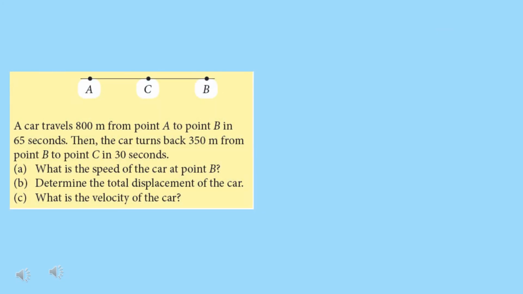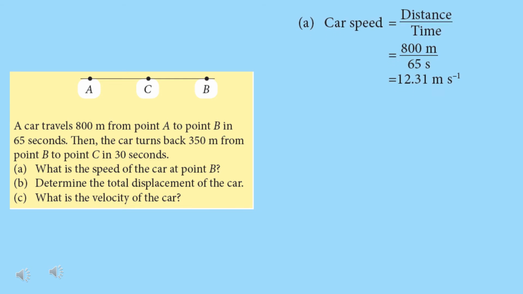A car travels 800 meters from A to B in 65 seconds. The car then turned back 350 meters from B to C in 30 seconds. What is the speed of the car at point B? The car speed is 800 divided by 65, which is 12.31 meters per second.